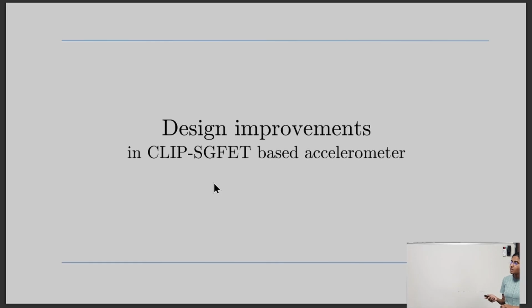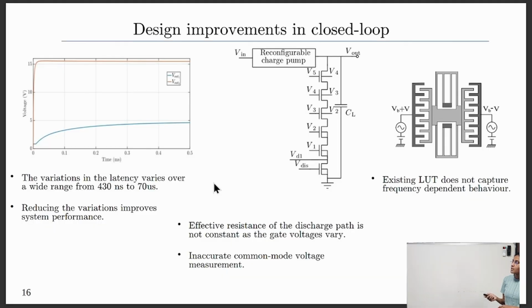We have also presented some design improvements in our closed loop. So let's first discuss some of the limitations that are present in the design that we just discussed.